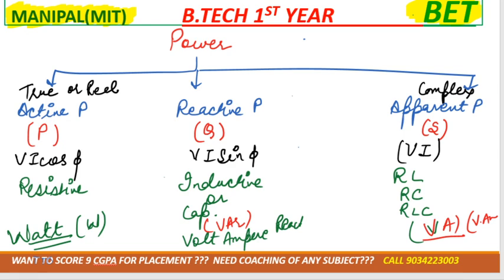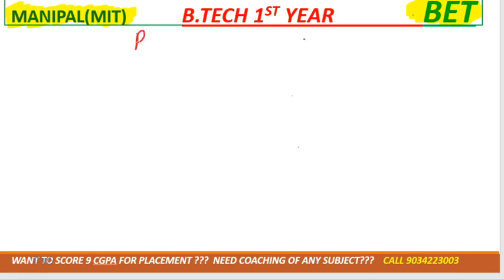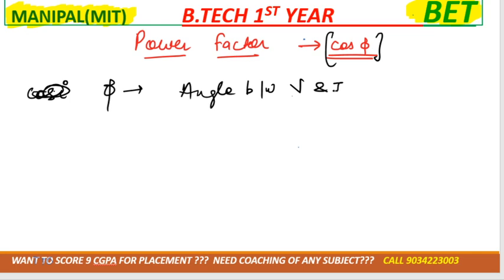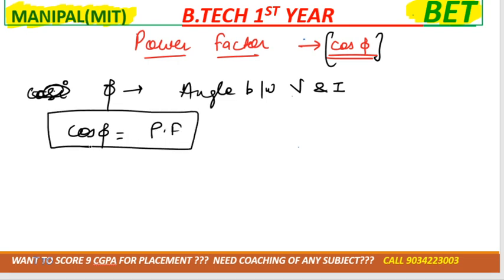then after that they'll generally ask you about the power factor. So exactly what is power factor? Power factor is denoted by cos phi. Okay, power factor is basically denoted by cos phi. And what is phi? Phi is the angle between voltage and current. So cos phi is the power factor, it is also denoted by PF.